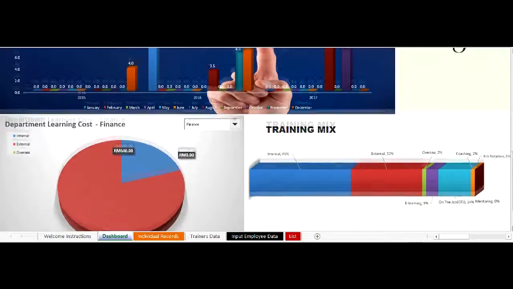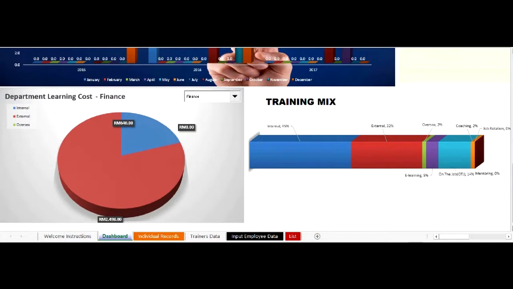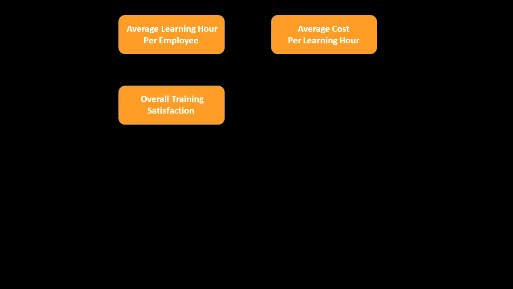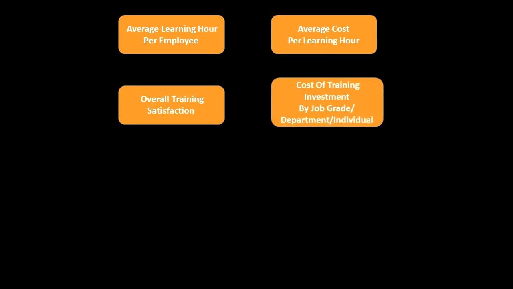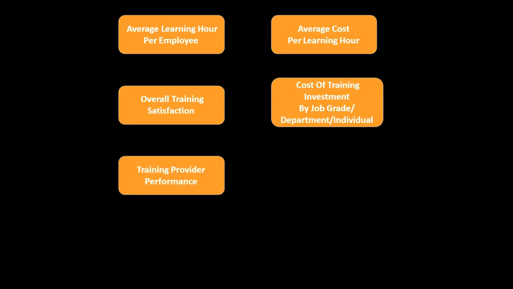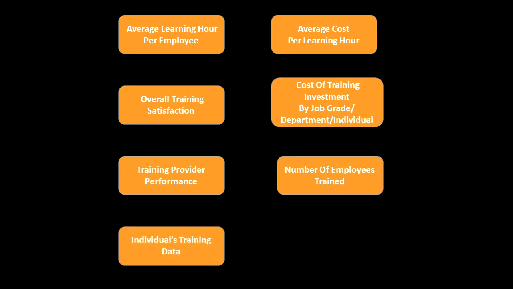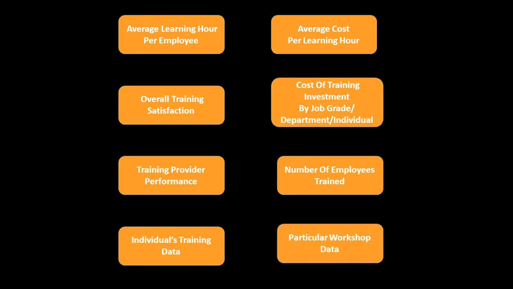You can instantly view dynamic changes with a click of a button, such as average learning hour per employee, average cost per learning hour, overall training satisfaction, cost of training investment by job grade, department or individual, training provider performance, number of employees trained, and individuals training data, a particular workshop data, etc.